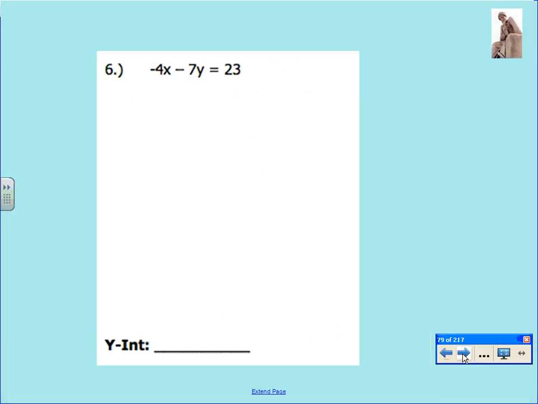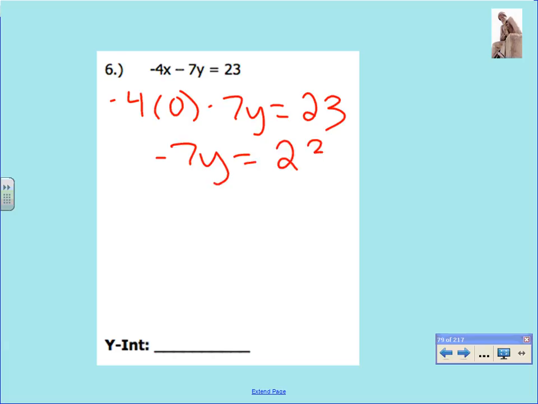Okay, number 6, we have negative 4x minus 7y equals 23. Since most of you do it the way where you plug 0 in for x, I'm going to keep doing it that way. Again, if you like the other method, go ahead and use that. Negative 4 times 0 is 0. So we have negative 7y equals 23. And then we need to divide both sides by 7. So Brian V, did you do it this way? Can you tell us what the decimal is, please?